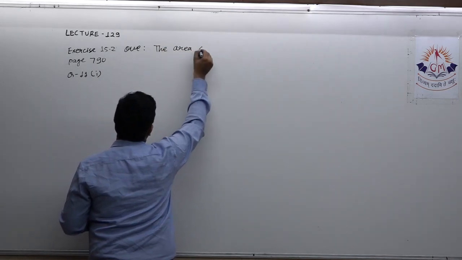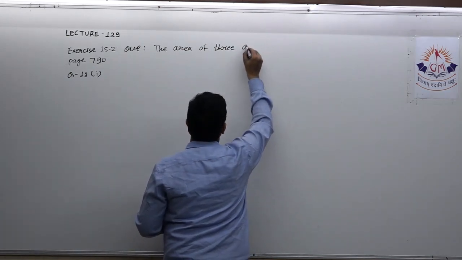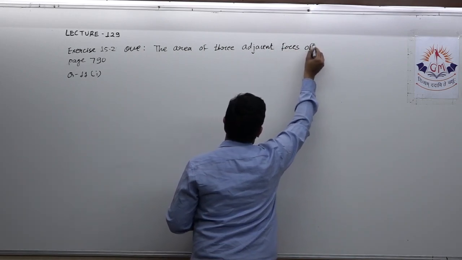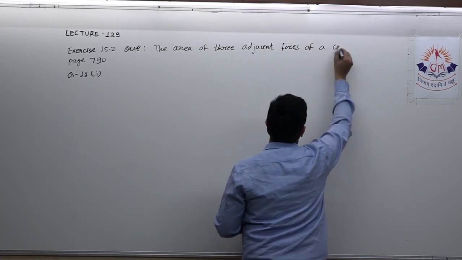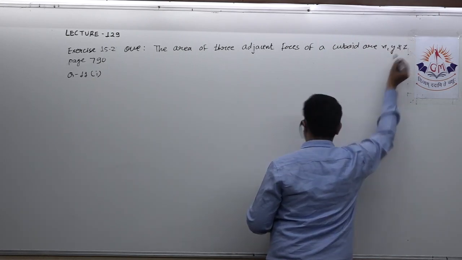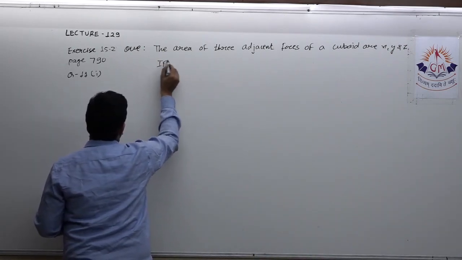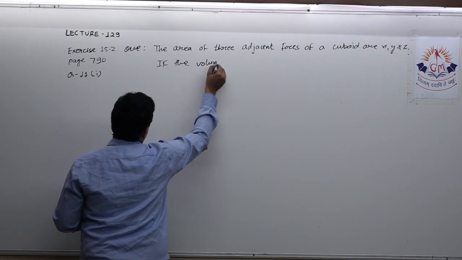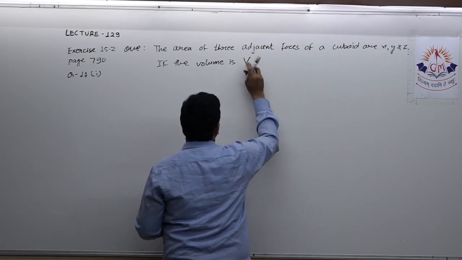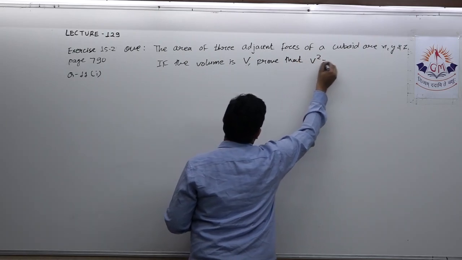The areas of three adjacent faces of a cuboid are X, Y and Z. If the volume is V, prove that V square is equal to XYZ.